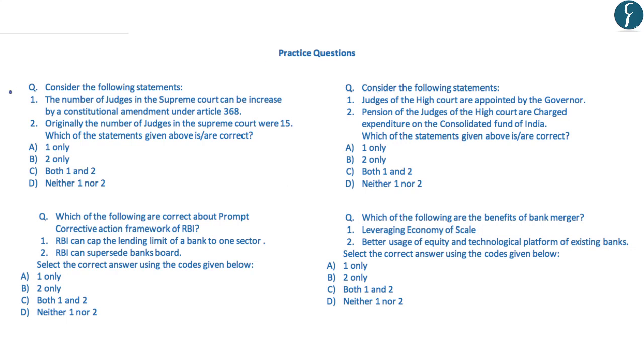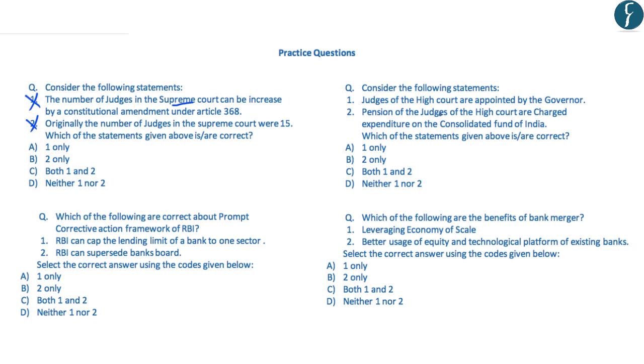The first question reads, consider the following statements. The first statement is, the number of judges in the Supreme Court can be increased by a constitutional amendment under Article 368. So this statement is incorrect because the number of judges can be increased even without an amendment under Article 368. The second statement is that originally the number of judges in the Supreme Court was 15, and this is incorrect because originally the number of judges was only 8.